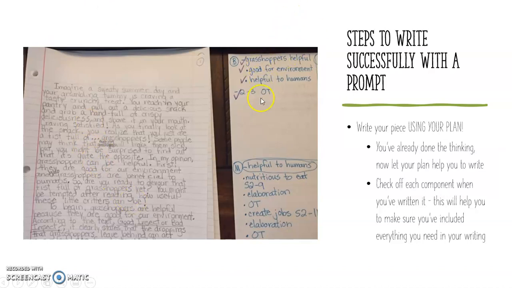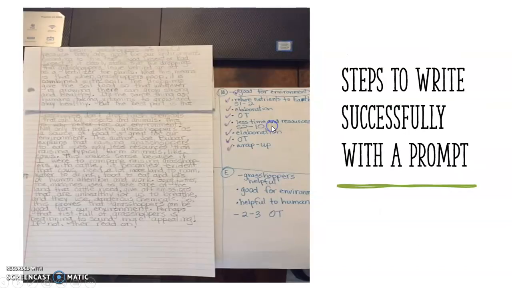All of these components, boys and girls, are in here. How do I know that? Because as I was finished writing, or restating my prompt, as I wrote down my 2 main ideas and my 2 to 3 sentences of OT, I checked it off. So I can't forget if I'm checking it off. I expect you to do the same thing.